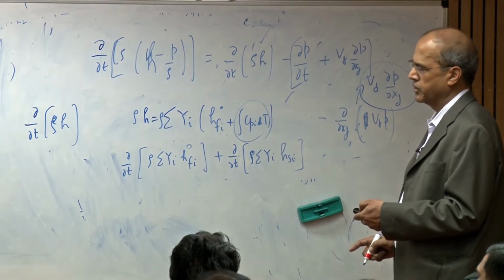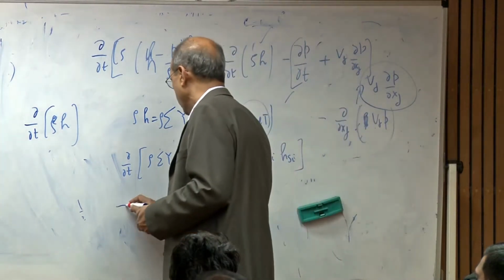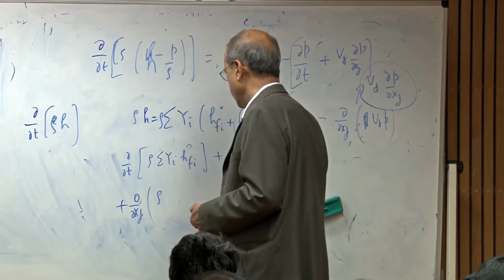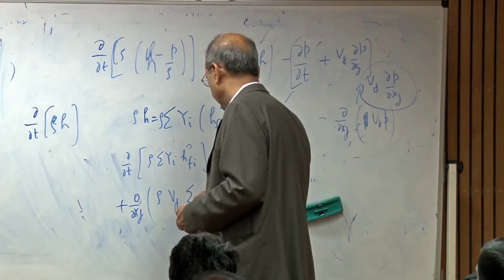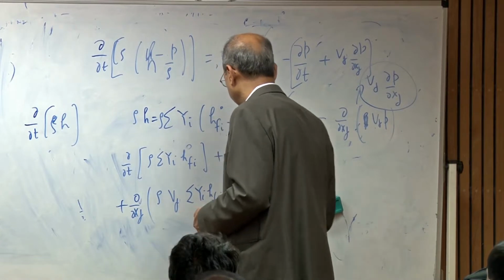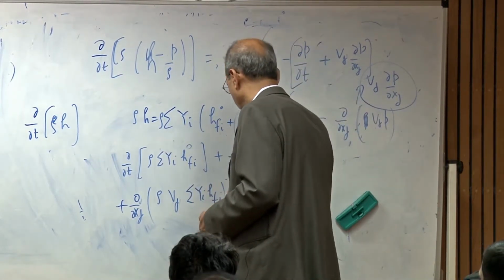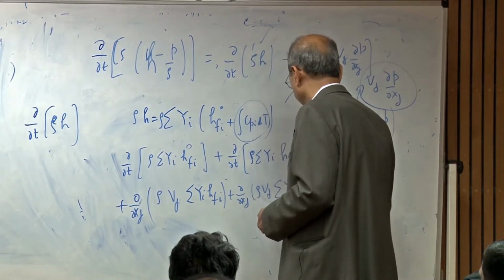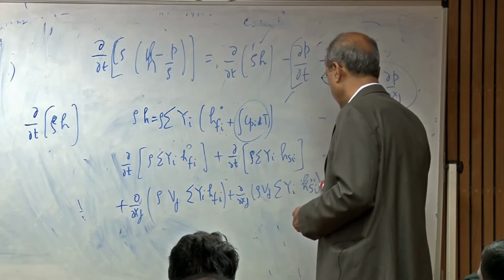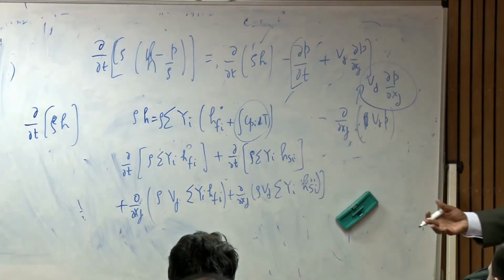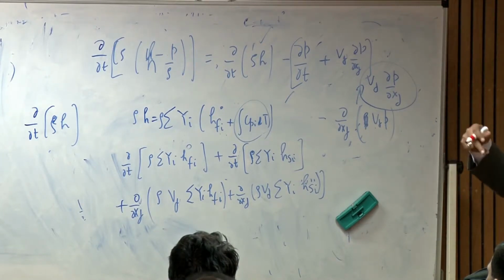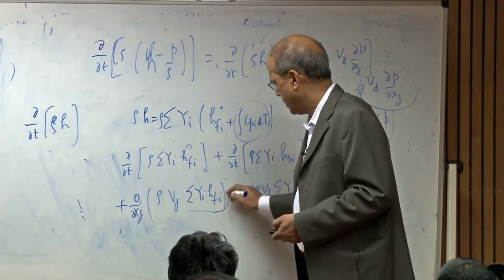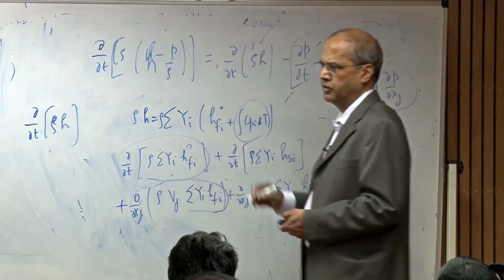Nothing changes on the right hand side. Okay. So let me write those two terms. So ddxj, so you have rho, then Vj yi HFI plus ddxj rho Vj yi HSI. So everyone follows what is HSI? That is just the integral of CPI dt. Okay. So the sensible enthalpy. So now we can get rid of this term and this term using the species equation.